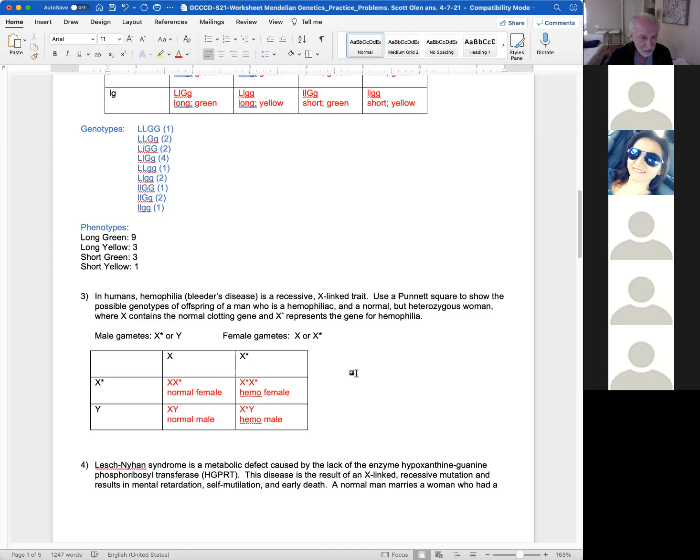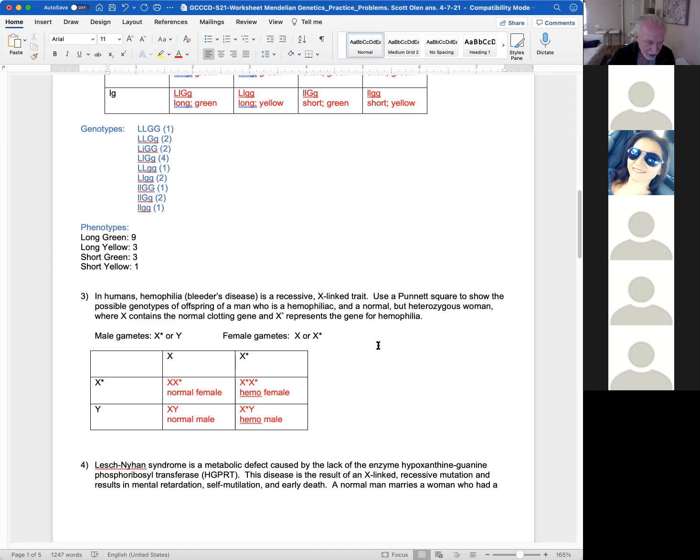All right, and the question, so, excuse me, Professor. So for the woman, she has X and X. It says H capital. So why don't we put H capital on the first one? Because in the question they said X H capital contains the normal. So it will be heterozygous. One would be H small, one would be H capital for the woman.